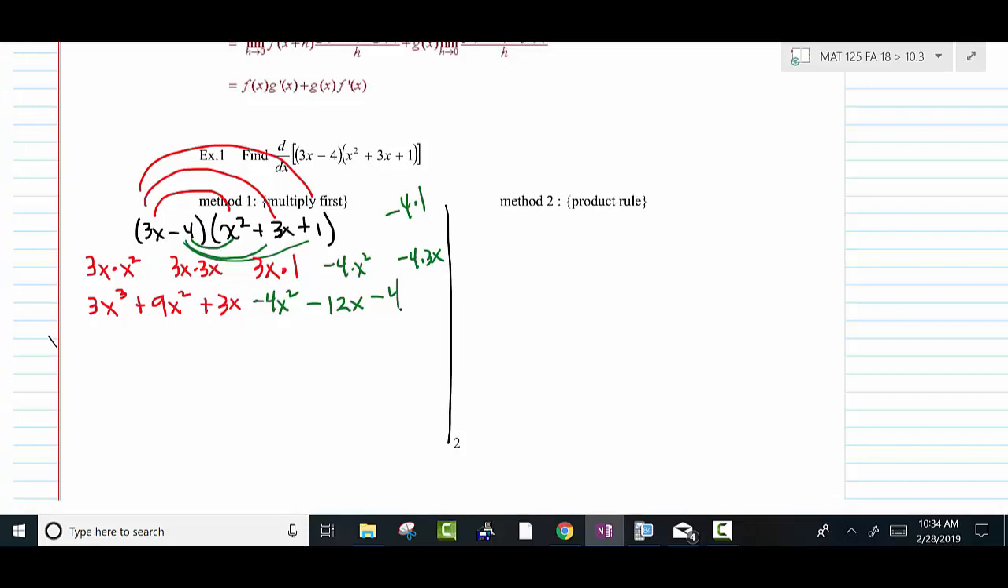Okay, what would you do next before we start doing the derivative? Yeah, combine the like terms. You want to do that. So your like terms are your x squareds and your x's. So what we'd have here is 3x to the third plus 5x to the second, and then minus 9x minus 4.